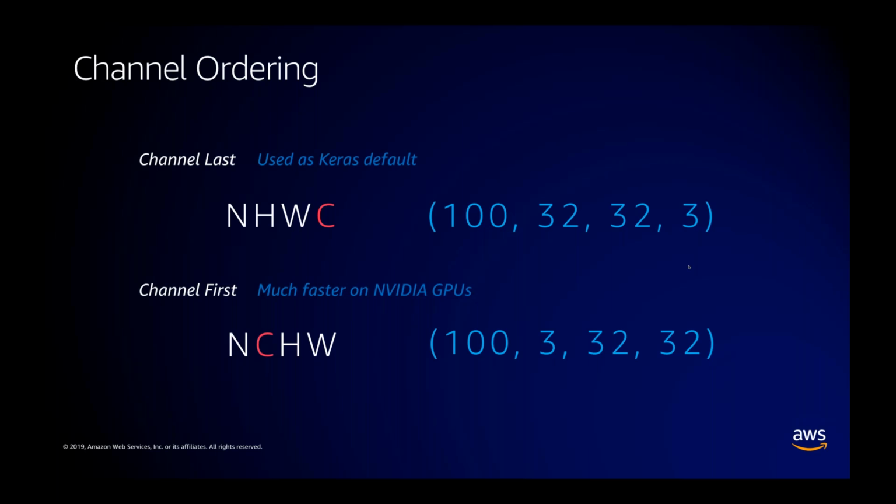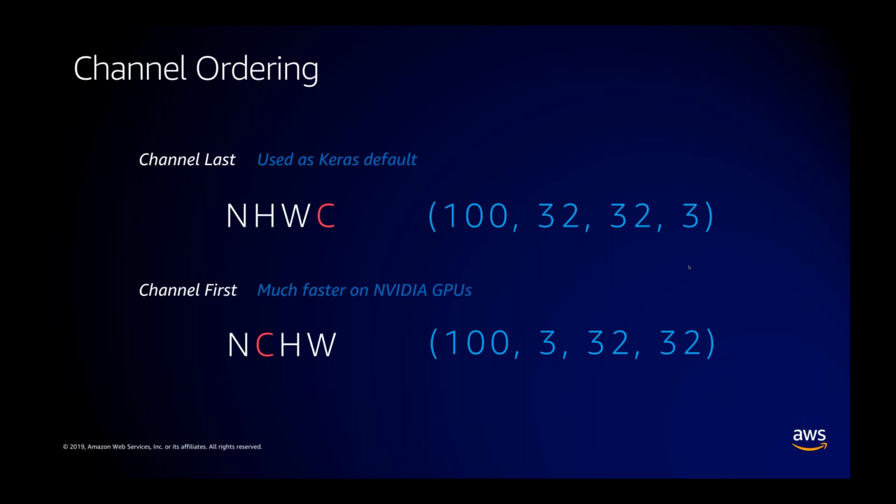And so the default array will save this in NHWC format. These are common abbreviations, but what it stands for is the N is for the number or the batch size. We have 100. H and W are height and width, so we see 32. And then C is the channel. So we're working with color images, which typically have red, green, and blue channels, which are 3. And so the data shape will be 100 by 32 by 32 by 3.